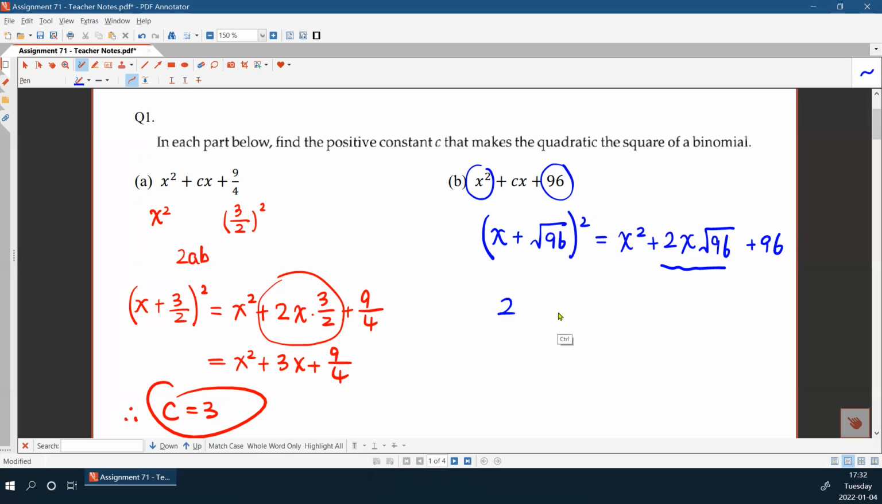So note here, 96 is 16 times 6, right? So this is x squared plus 2 times 4 times square root of 6 x plus 96. Therefore, c equals 8 square root of 6. Okay, any questions?